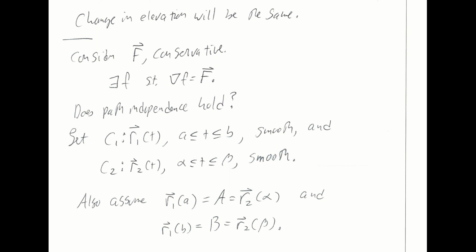So let C1 be a curve parameterized by R1 hat, where t, my parameter, is going from a to b, and it's smooth. And I'll let C2 be a different curve given by a different parameterization with different bounds on my parameter, here taken to be alpha and beta. And it is also a smooth curve. So C1 and C2 are both smooth curves. They have parameterizations R1 and R2 respectively.